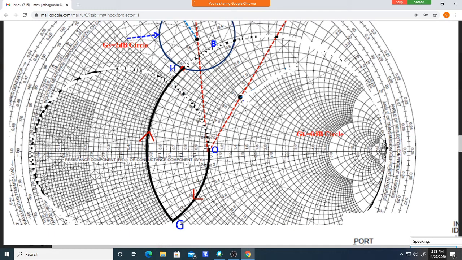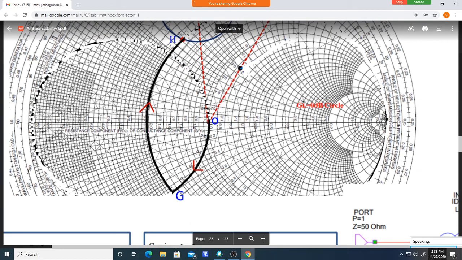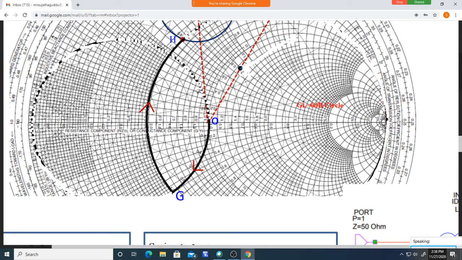To design the impedance matching, what do we have to do? You should start from the center of the Smith chart and move like this over the constant conductance circle, the G equal to one circle. See, like this. Move from here, G equal to one circle.